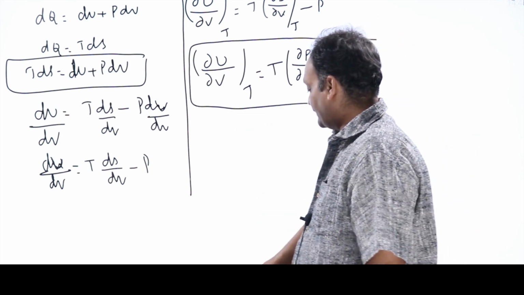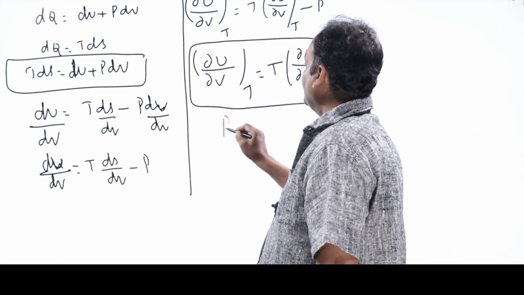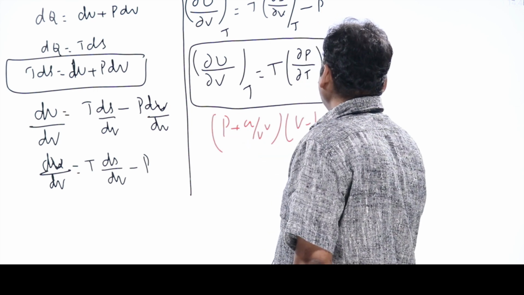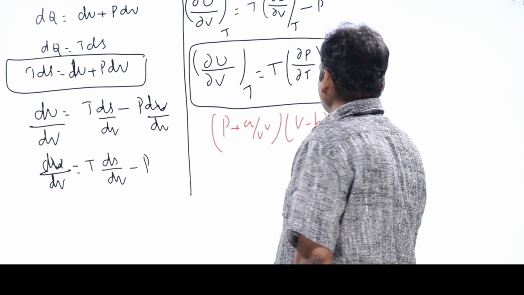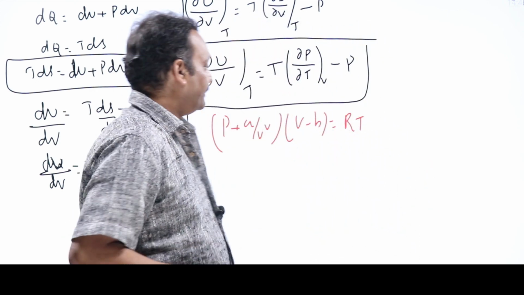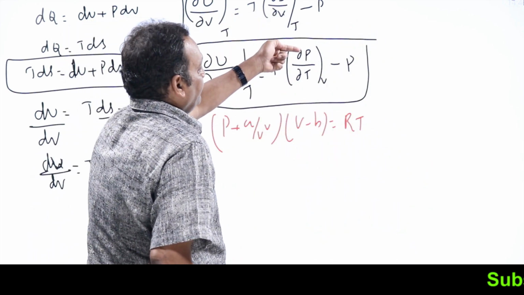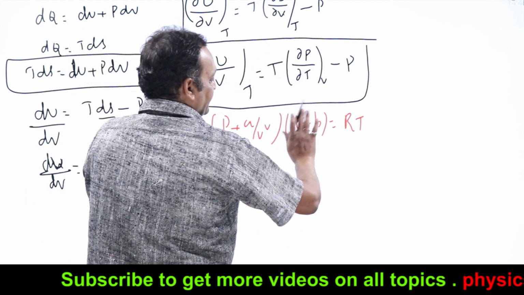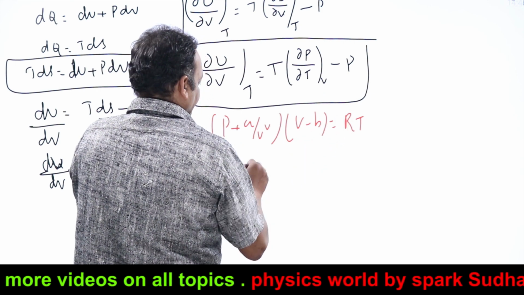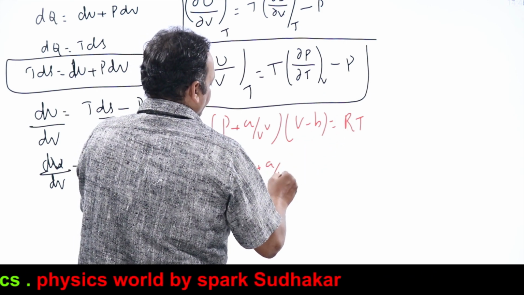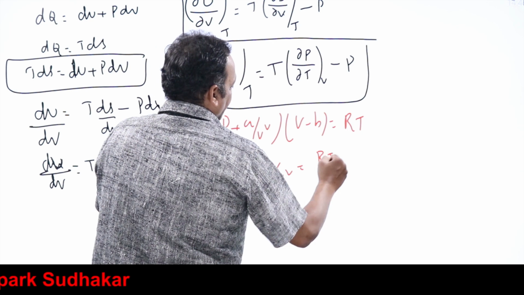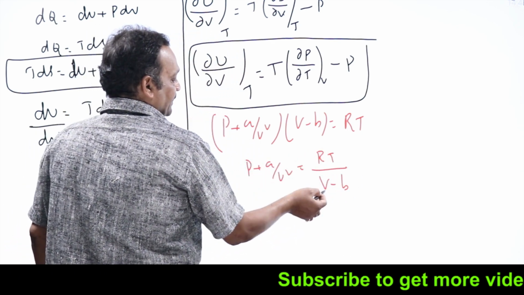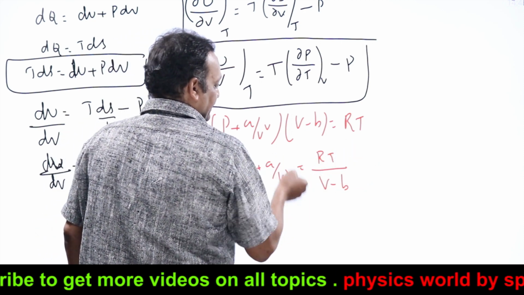What is the equation of state for a van der Waals gas? P plus A by V square into V minus B is equal to RT for 1 mole. Now I want to evaluate dou P by dou T at constant V. So the pressure term is here. I'll take this V minus B to the RHS, so P plus A by V square is equal to RT by V minus B, such that P equal to RT by V minus B minus A by V square.